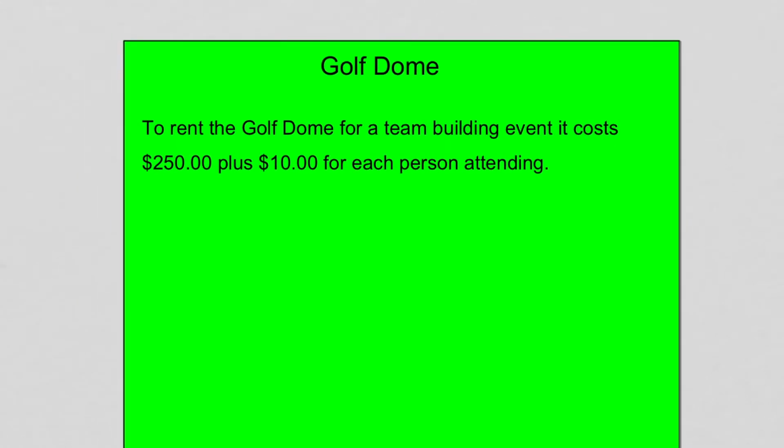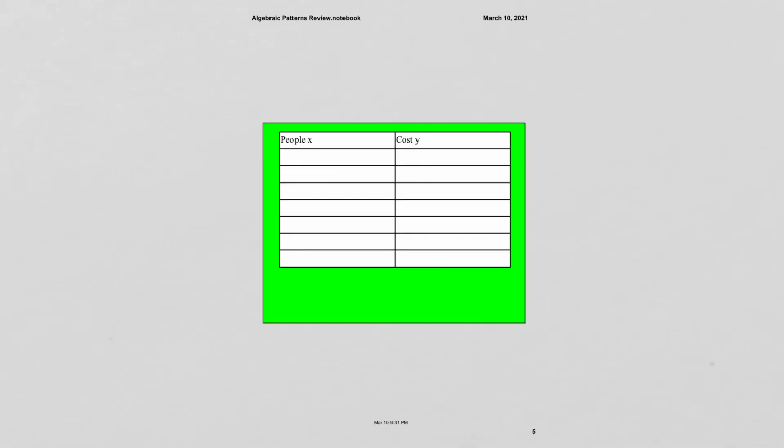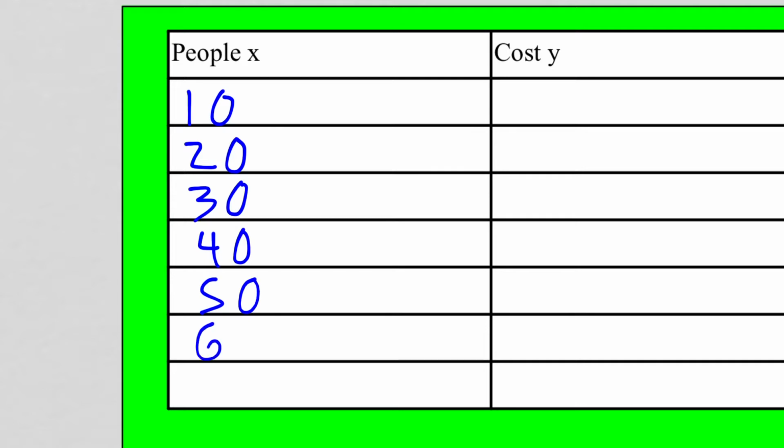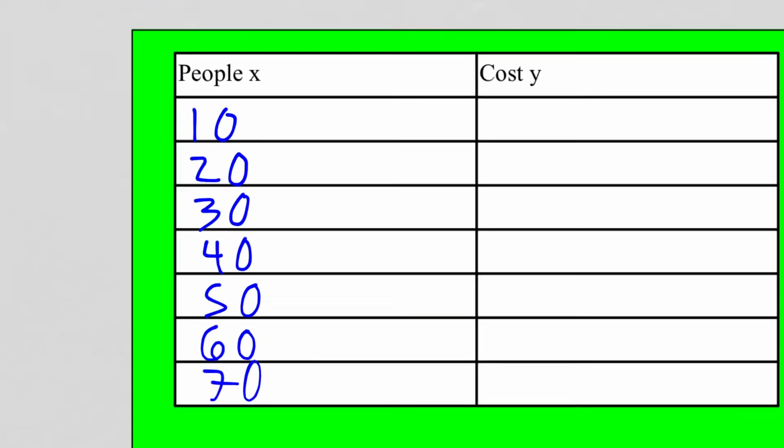Now the next thing they need to be able to do is take a realistic pattern. So this situation here says to rent the Golf Dome for a team building event, it costs $250 plus $10 for each person attending. So $250 to rent the place plus $10 for each person attending. So in this case, we wouldn't rent it with 1 person, 2 people, 3 people. We'd probably look at groups of 10 or a larger group of people. So 10, 20, 30, 40, 50, 60, 70.